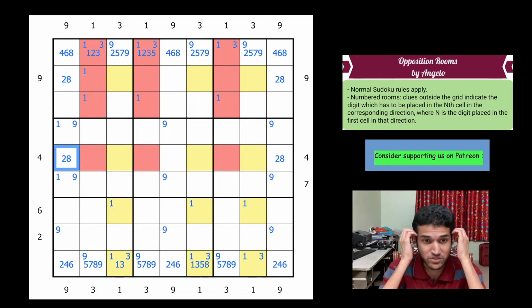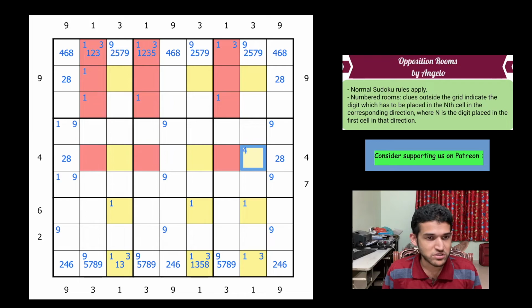I don't know how people solve this, guys. Really. It's impossible to explain this. So 4 goes in one of these cells. And now this is not a 2-8 pair. So that's a 4-6. This is also a 4-6.